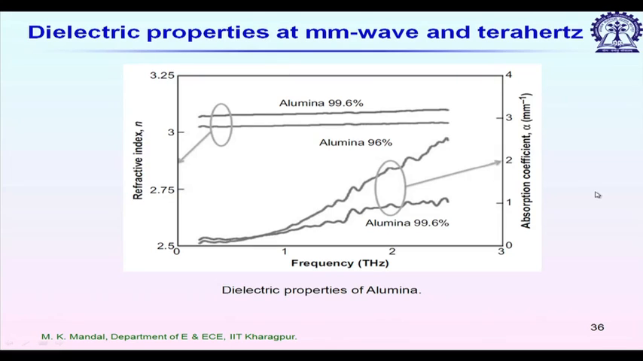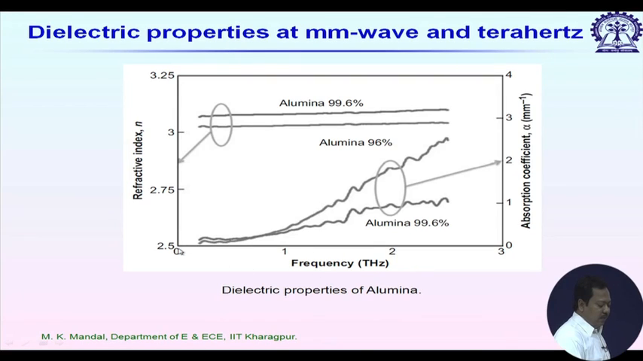So, next, let us see how the properties of alumina vary with frequency. Alumina is being used not only at millimeter wave frequencies, as you see, look at the frequency scale. Starting from microwave to almost 2.5 terahertz it is being used, and the refractive index, which is related to the dielectric constant of this material, more or less remains constant over this wide spectrum of frequency.